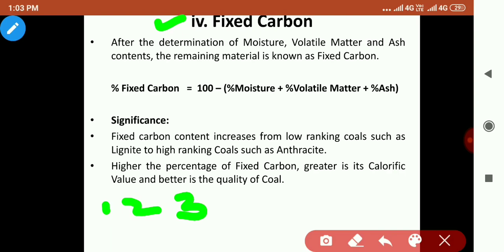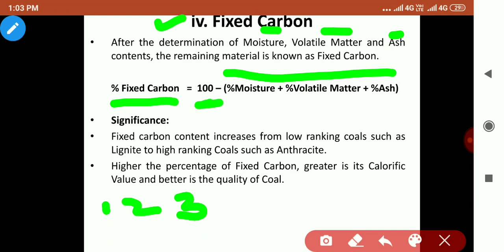So after the determination of moisture, volatile matter and ash, तीनों को निकालने के बाद जो रिमेनिंग कंटेंट रह जाता है वही फिक्स्ड कार्बन कहलाता है। सो परसेंटेज ऑफ फिक्स्ड कार्बन इज इक्वल्स टू 100 माइनस ऑल दीज एडेड टुगेदर। तो 100 में से इन सब को जो आपने डिटरमाइन किया इनको माइनस कर दीजिए तो आपको मिल जाएगा परसेंटेज ऑफ फिक्स्ड कार्बन.